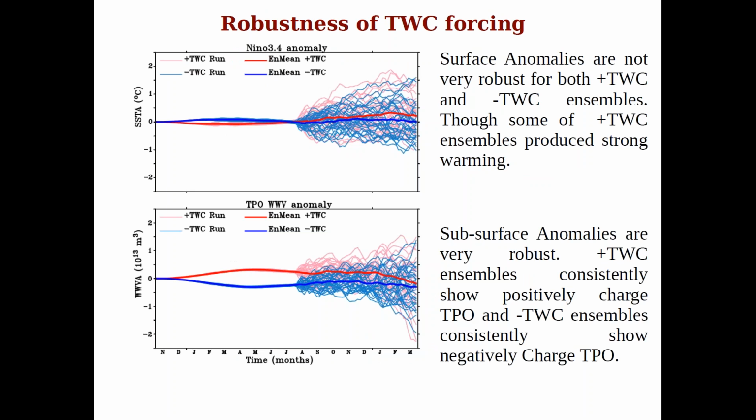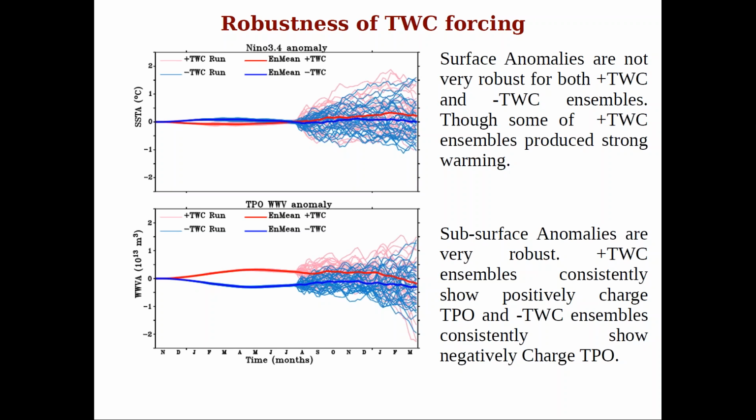Now I will show the 31 ensemble members. This plot is looking funny, and Renelis gave it the name boomstick plot. So it is a stick. You can see that this is the tropical warm water volume anomalies for the 31 positive runs in red and 31 negative runs in blue.